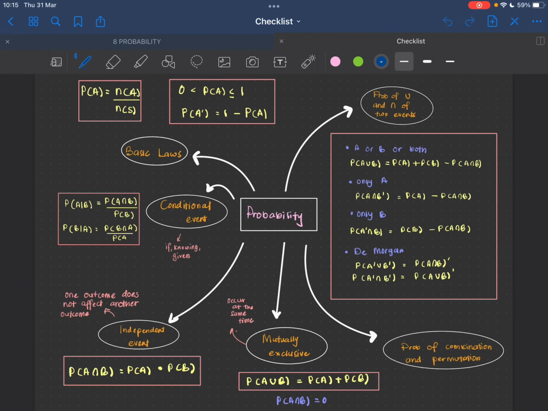Okay, let's see the next part, which is the probability of union and intersection of two events. As you can see from here, there are a few formulas that you have to remember. Here we have the first one. We have to find A or B.